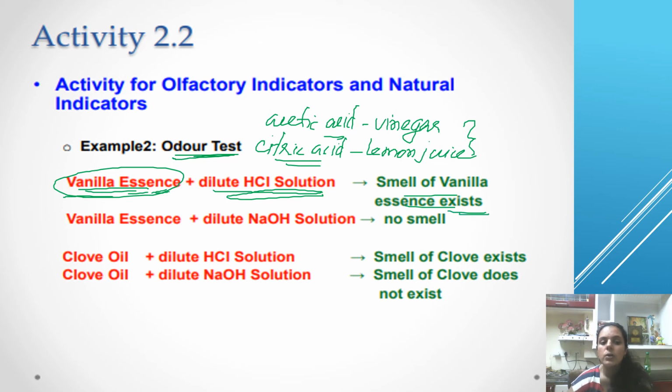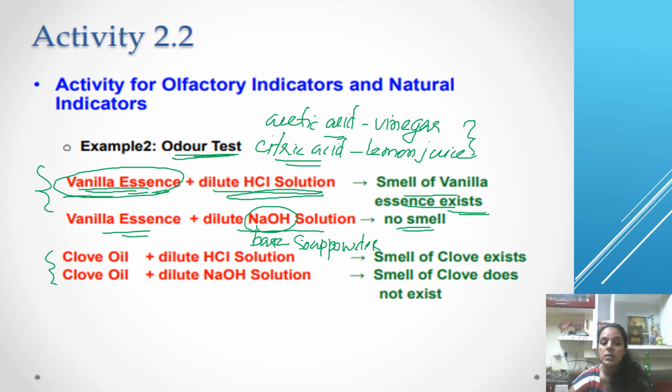But if you add some dilute sodium hydroxide solution, that is a base. In your house you will find sodium bicarbonate solution or a similar basic solution, or soap powder. Now you add some soap powder to your vanilla essence, then the smell goes off, there is no smell. That is one example using vanilla essence.